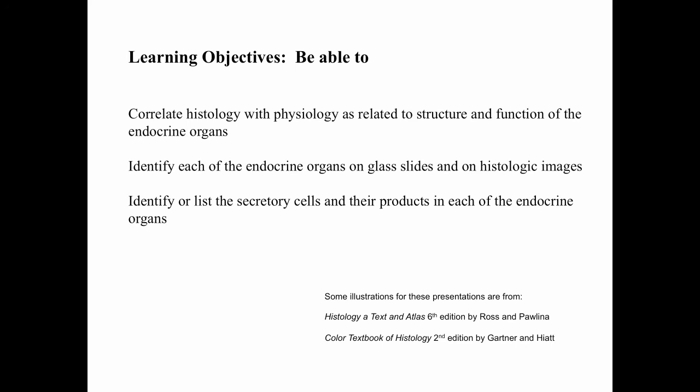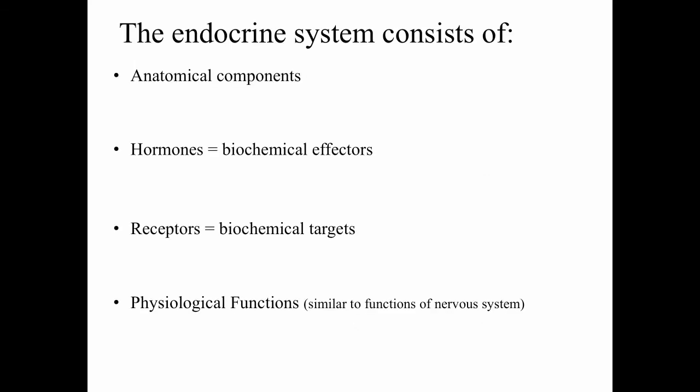So your learning objectives for this series of podcasts: we would like you to be able to correlate histology with physiology as related to the structure and function of the endocrine organs. You should be able to identify each of the endocrine organs on glass slides and on histologic images, and you should be able to identify or list the secretory cells and their products in each of the endocrine organs.